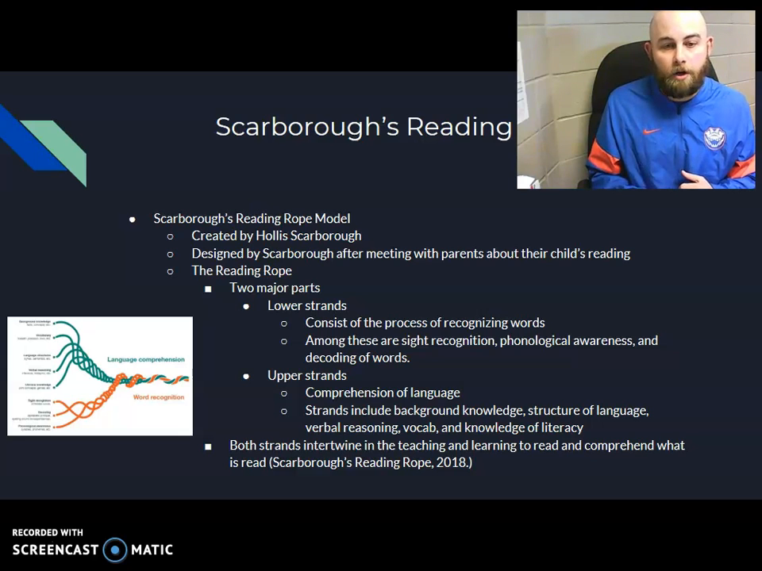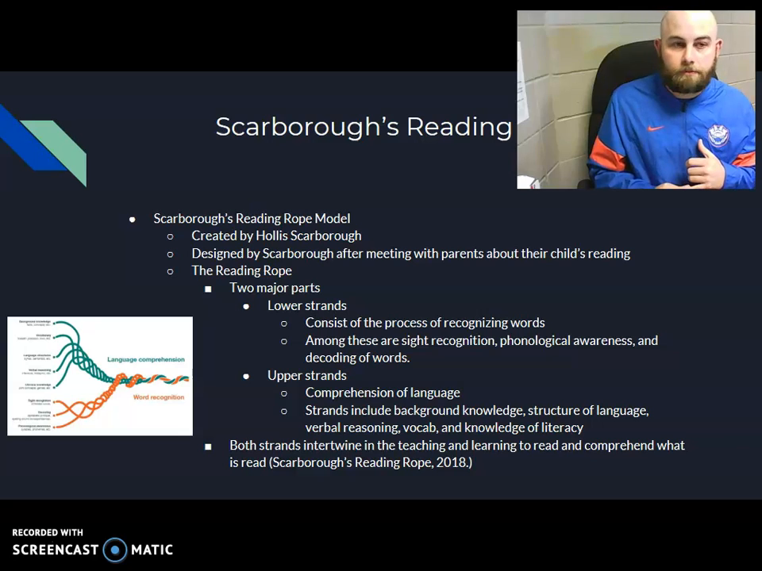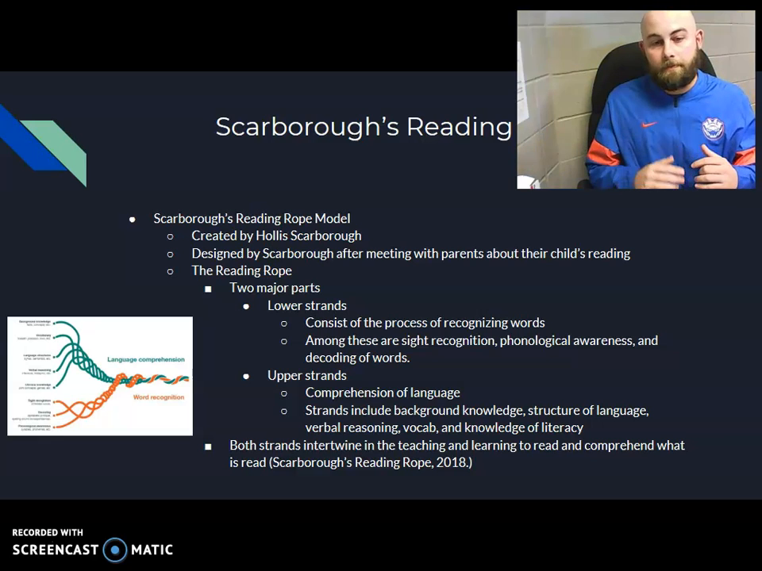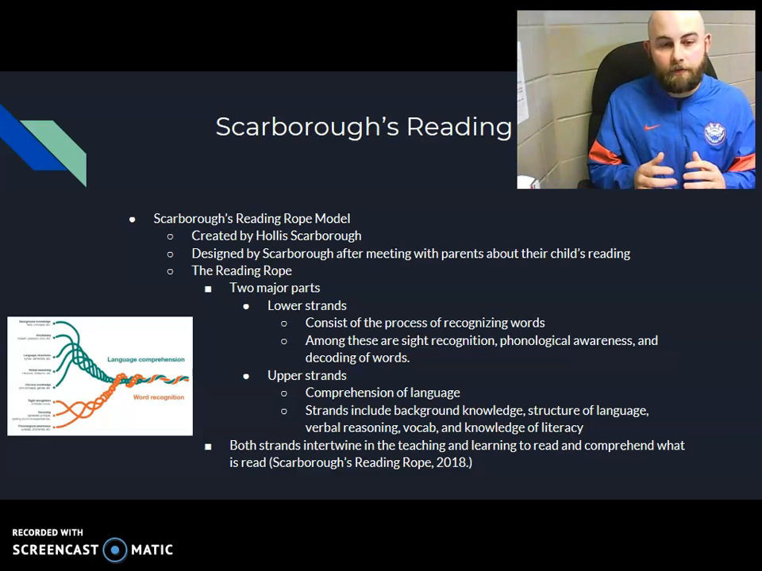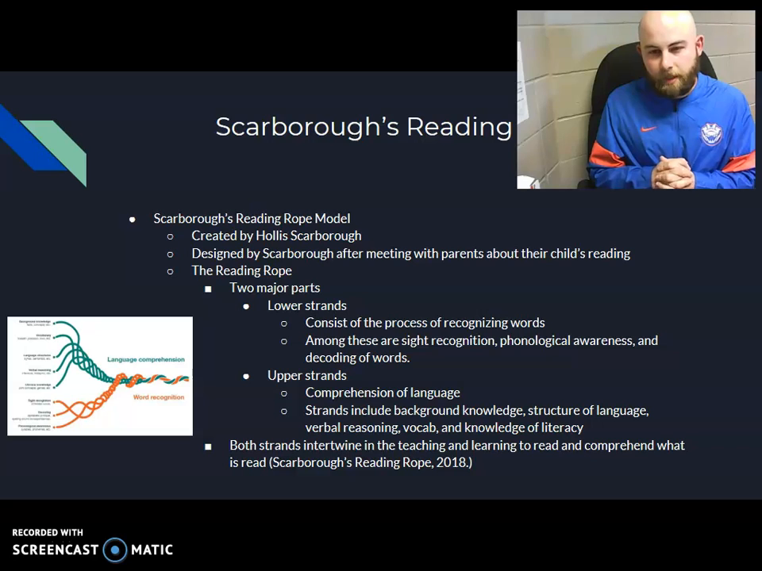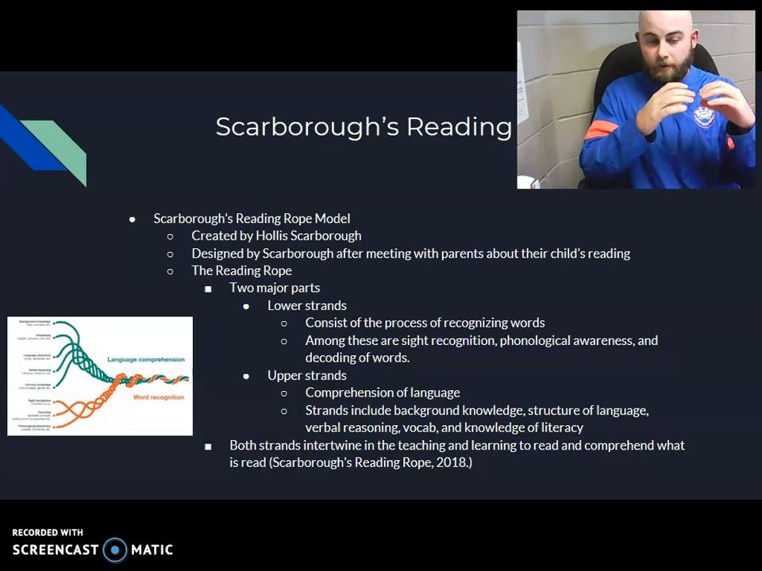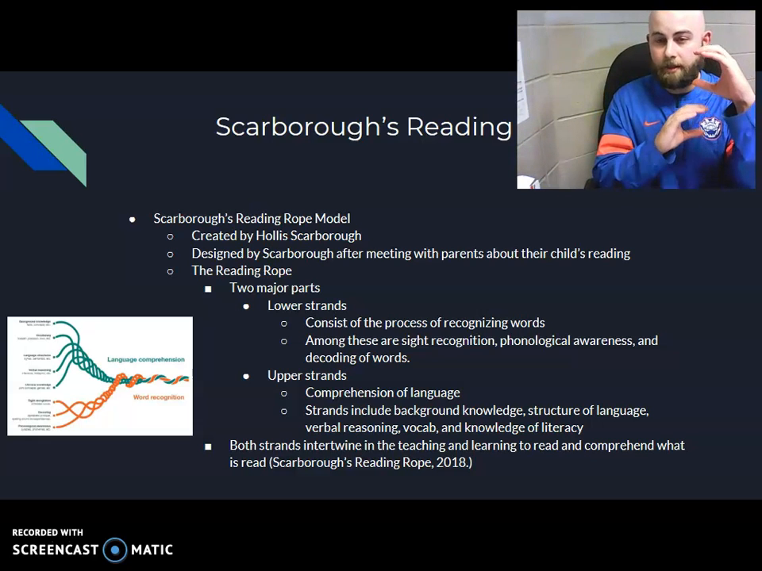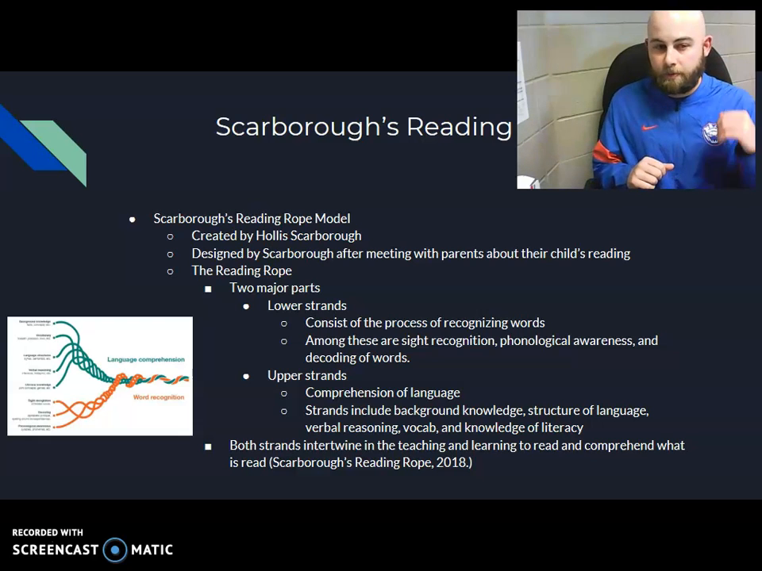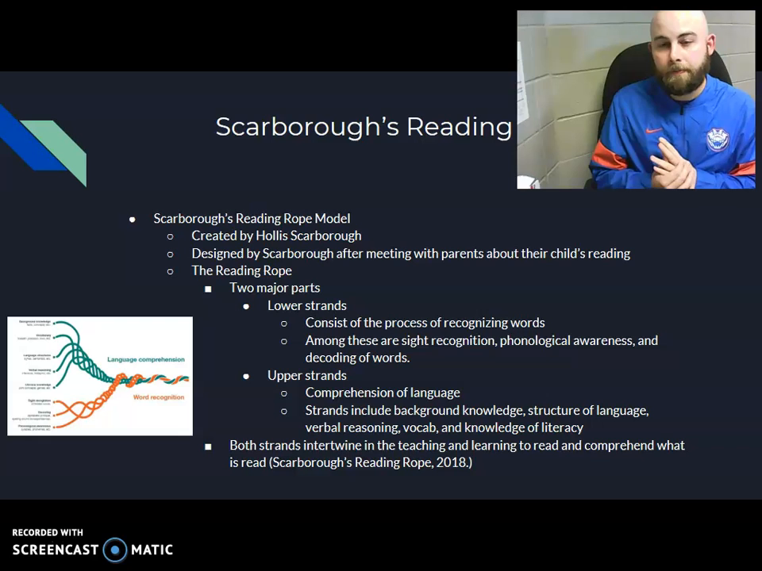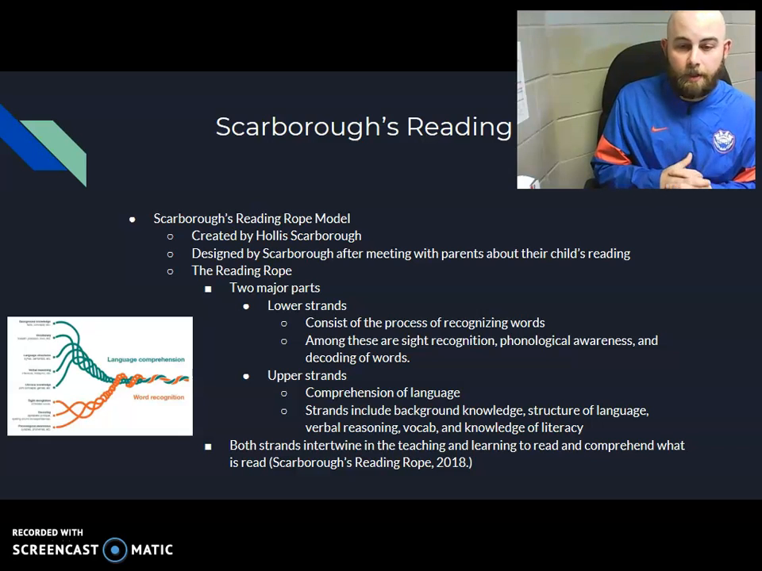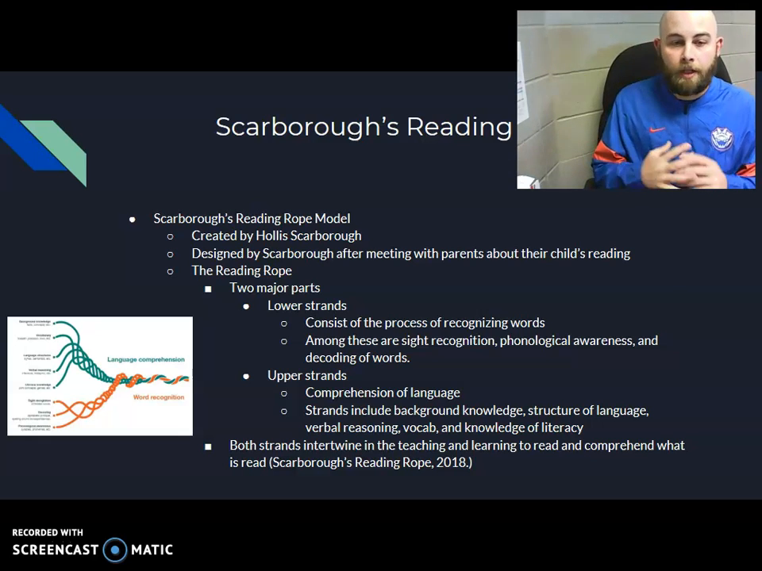The upper strands are going to be the comprehension of language, and they can be broken down into many different areas. Reading comprehension is something I think more people struggle with, and so he noticed those upper strands. There are two distinct areas, just like the simple view of reading, and those upper strands would be the language comprehension: background knowledge, the structure of the language, vocabulary, knowledge of literacy. Those are the upper strands.